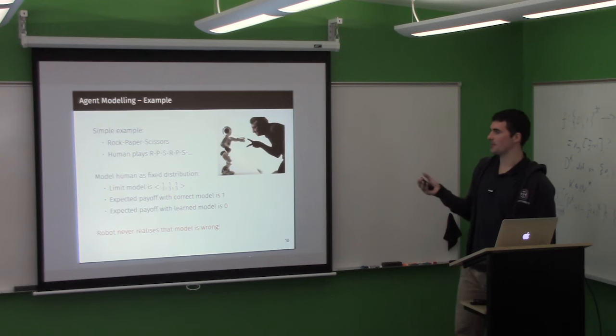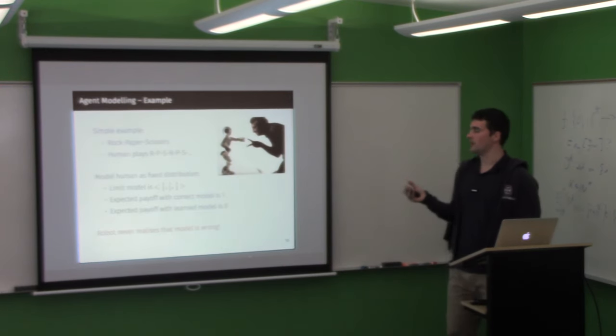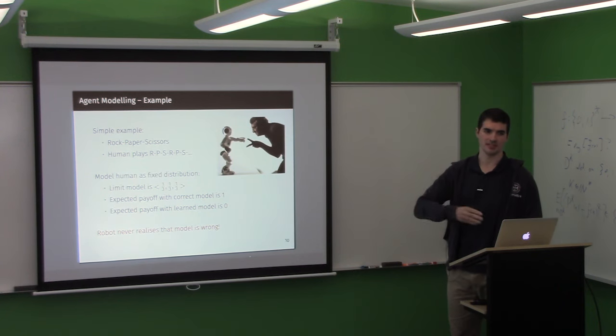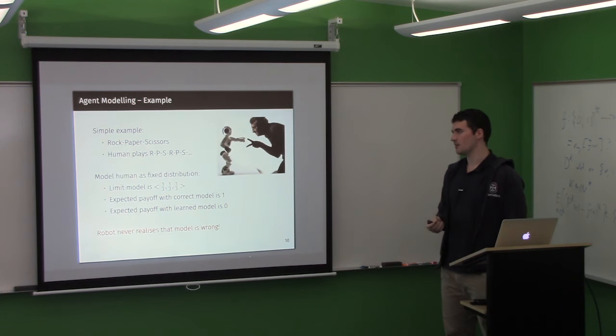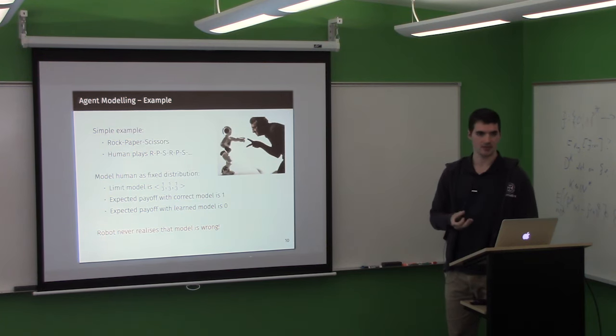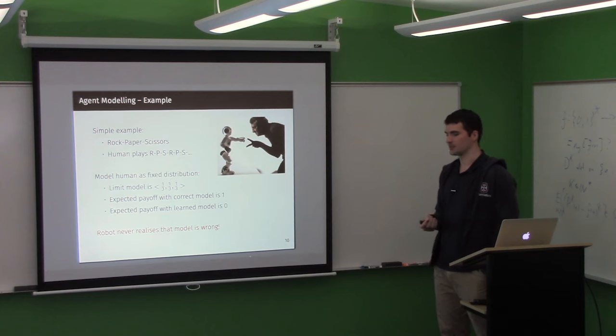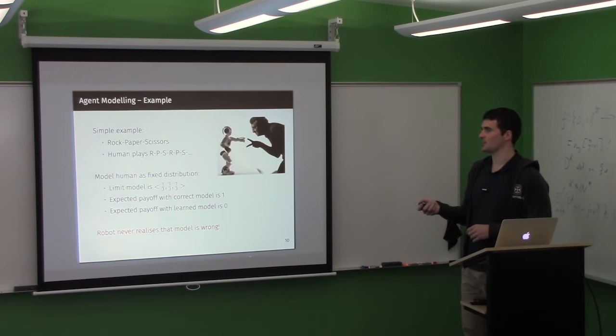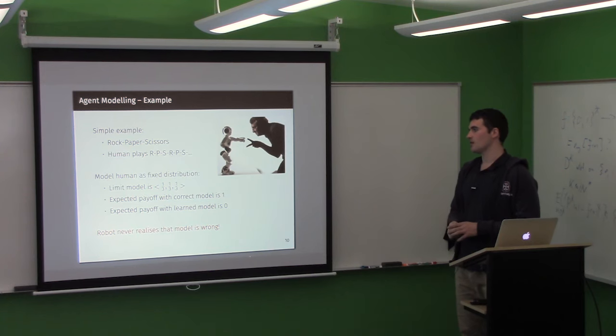And in this simple example, the robot is fitting a model based on the assumption that the human is using a fixed distribution over actions, or fictitious play as it's known in the community. So if you use the empirical frequency to fit the parameters in the model, then in the limit you end up with a uniform distribution, which is incorrect, of course, because really the human is using a deterministic sequence.